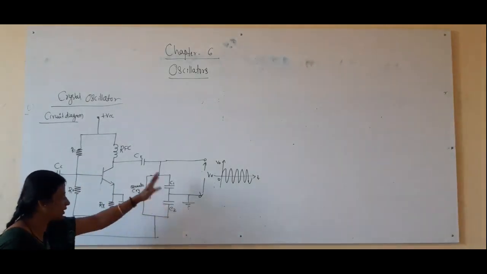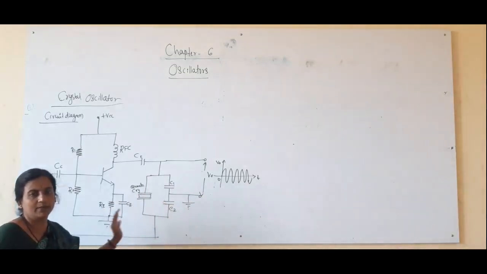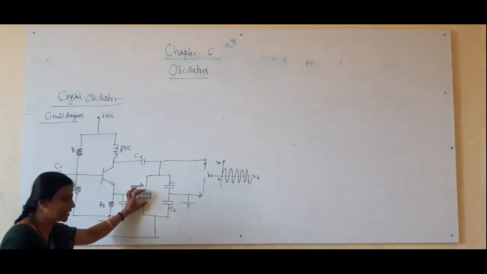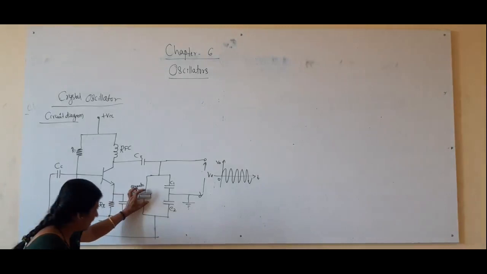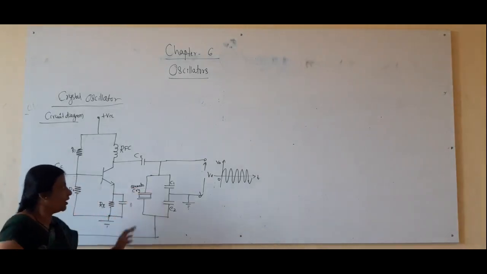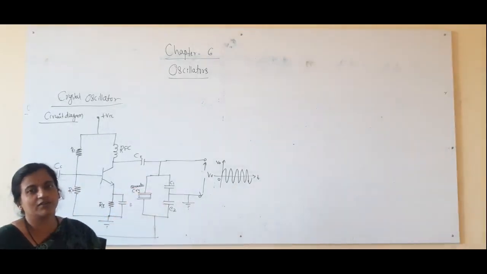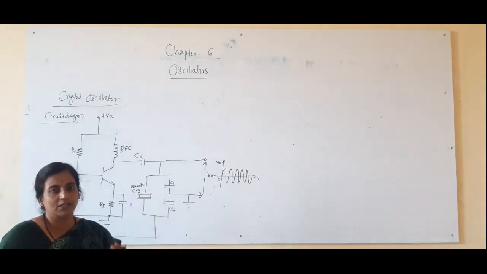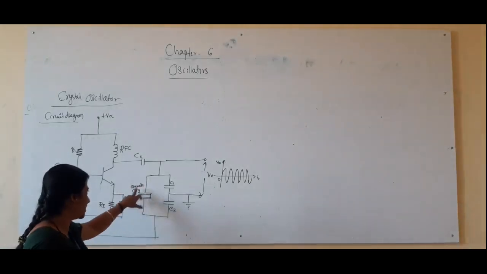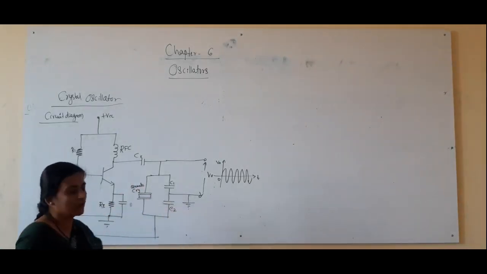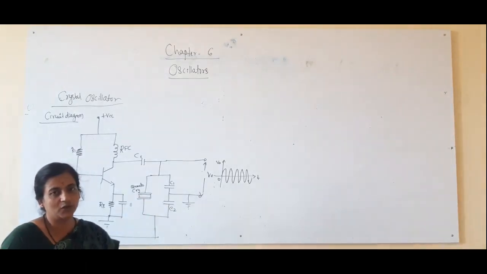In the feedback circuit, a crystal is going to be employed. So this crystal oscillates with a particular frequency of oscillation. It acts like an inductive element, like an inductor, whenever the frequency of oscillation is less than the series resonant frequency, then it acts like an inductive reactance or a pure inductor.